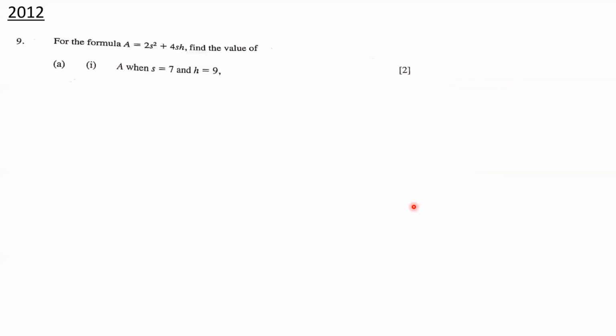Moving right along, we have, for the formula, a is equal to 2s squared plus 4sh. Find the value of a when s is equal to 7 and h is equal to 9. For this one, we know that s is equal to 7 and h is equal to 9. So wherever we see s, we're going to put 7.